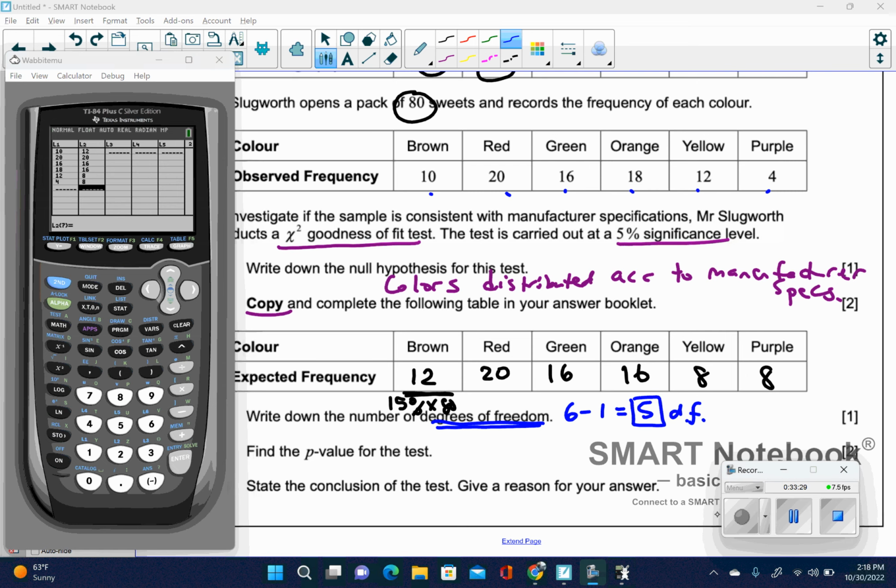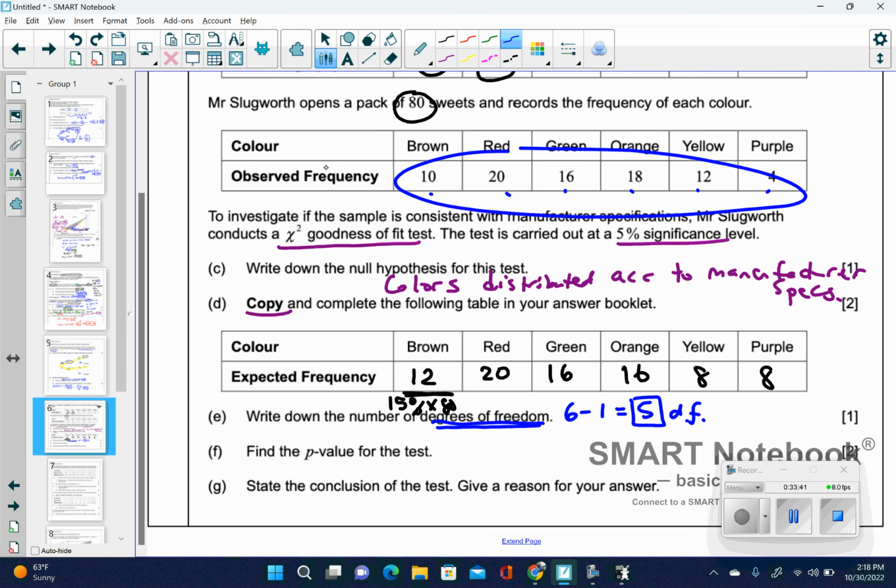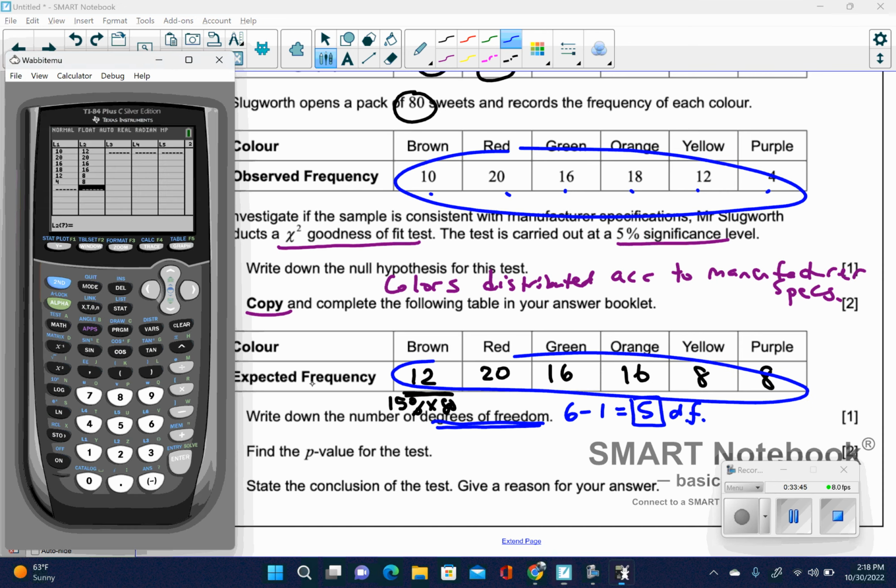Alright, so hopefully you're just doing that with me. All you have to do next, after you plug the numbers in under L1 and L2, is this: your L1 is going to be your observed frequency, which are these numbers right here, and then expected frequency, which are these numbers right here. To find the p-value, you hit stat. We are conducting a test, specifically the chi-squared goodness of fit. So we're going to look for that.